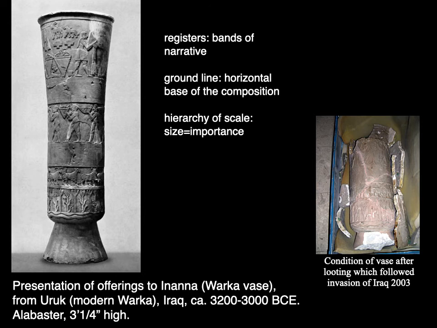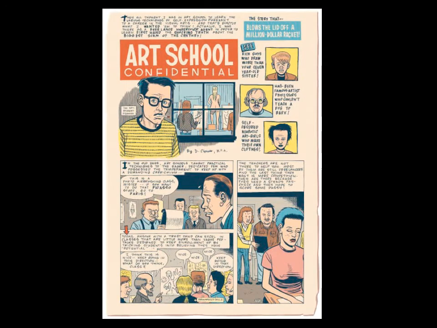With the Warka vase, we see imagery organized into narrative bands, which is very unlike any of the cave imagery we've seen where they were just floating around in space. Here we see a clear ground line for these narrative bands, and we see also a hierarchy of scale. So the larger the figures are, the more prominent or important they are in the narrative. Some of these same conventions established with the Sumerians are used today in comics and graphic novels.